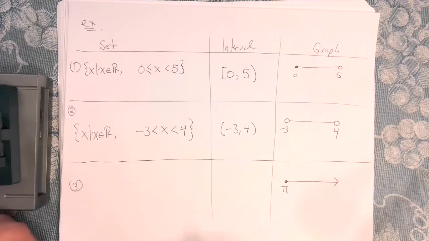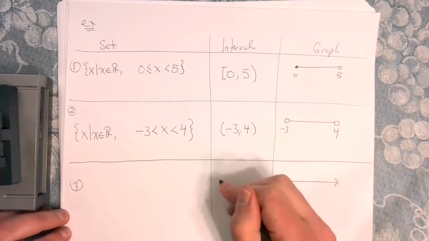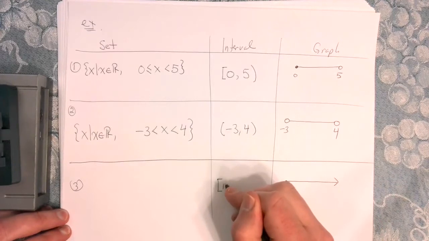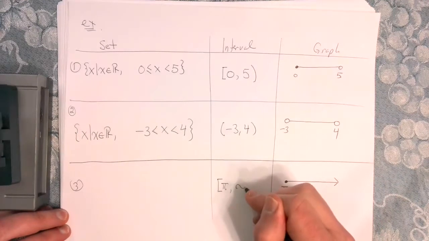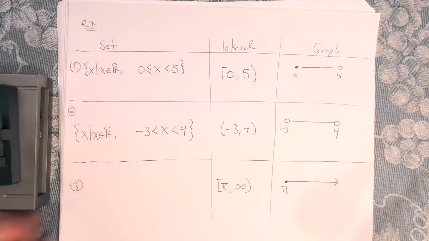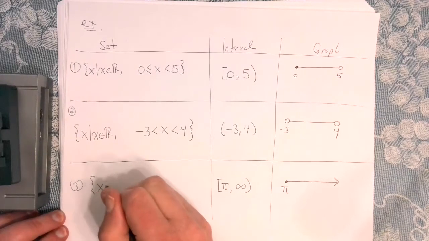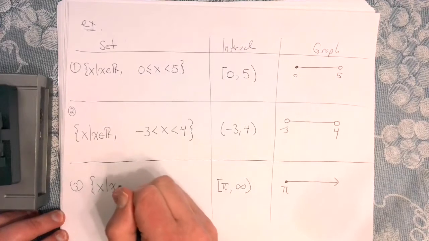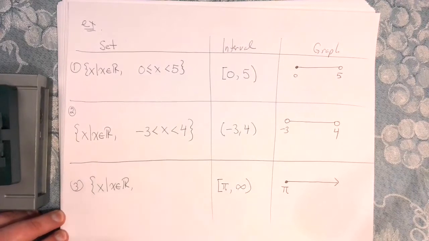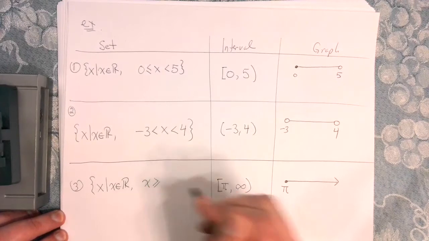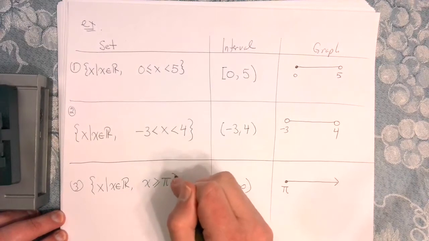Okay, so let's see how you did. As an interval, you should have closed here because that's closed, so that's going to include the endpoint, and going forever to the right, we denote like that. How about our set in set builder notation? This is the set of all x's such that x is real and x is greater than or equal to the number pi.